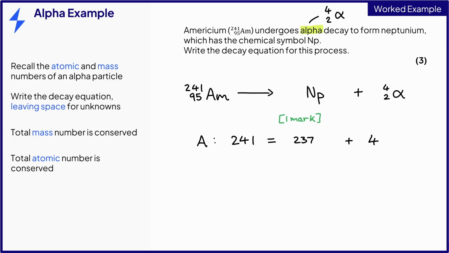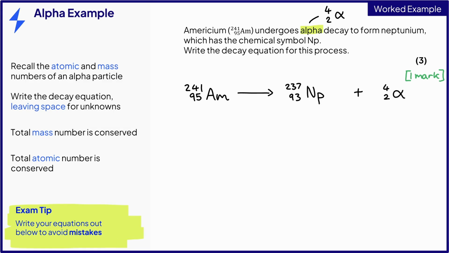Total atomic number is also conserved, so we do the same thing. This shows that neptunium has 93 protons, which is our 2nd mark. Finally, we stick these 2 values into our decay equation. And there is the final answer. This, all written out correctly, is the 3rd mark. Don't take any chances with the easy calculations and write it out. You'd be amazed how many students will add 241 and 4 instead of subtracting.